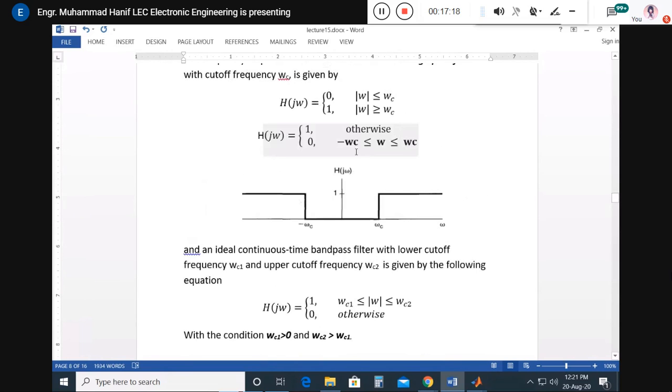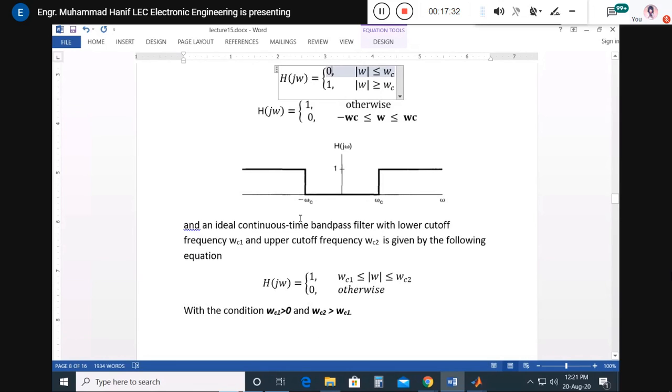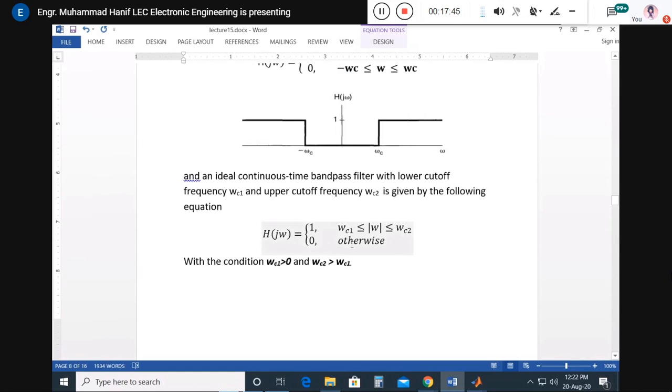Okay, the high pass filter is given by: it is equal to zero when the value of omega is between omega c and minus omega c, and it is equal to 1 when omega is greater than omega c. So here you can see that between minus omega c and plus omega c, its amplitude is 0, and otherwise it is 1. So again, between minus omega c and plus omega c, we say it is the stop band, and after that it is the pass band.